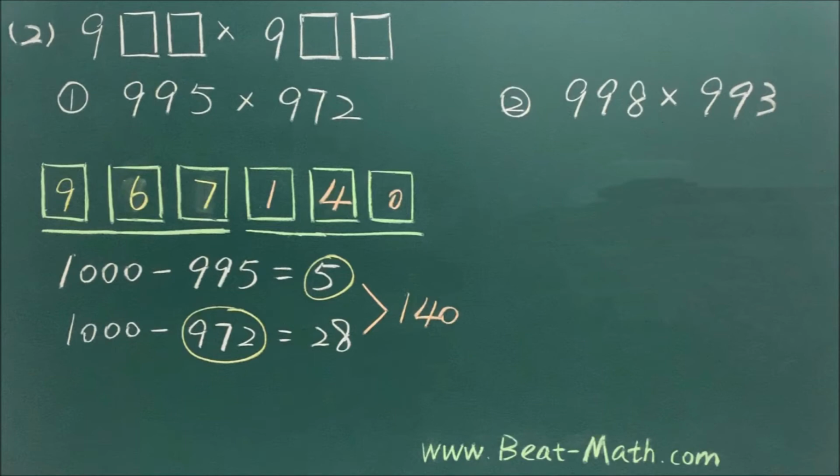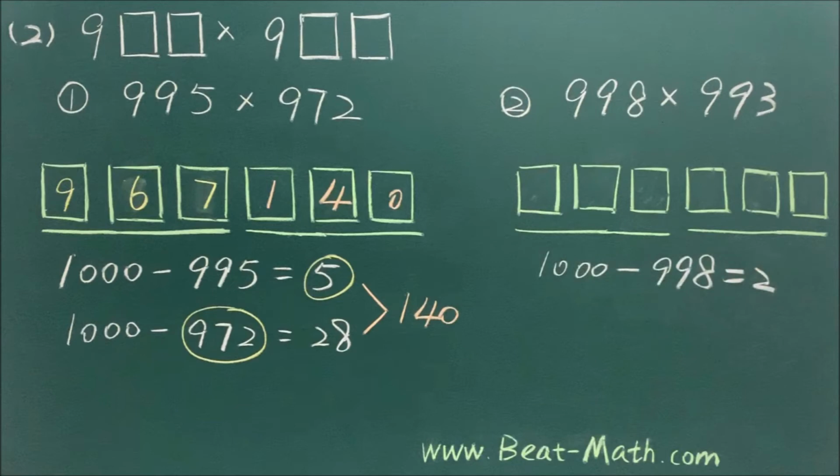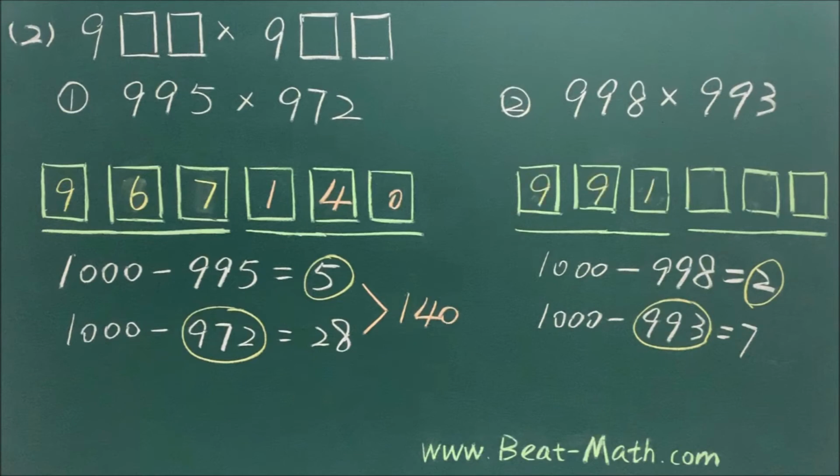998 times 993. 1,000 minus 998 equals 2. 1,000 minus 993 equals 7. 993 minus 2 is 991. 991 is the first 3 digits of the answer. The product of 7 and 2 is 14. But be careful, in the previous example, the product of 28 and 5 is a 3-digit number, but here 14 is a 2-digit number, so we can't put 14 after 991 directly. What we need to do is put a 0 before 14 and make 014 after 991, making 991,014 the final answer. You can use this method to calculate the product of two numbers close to 1,000.